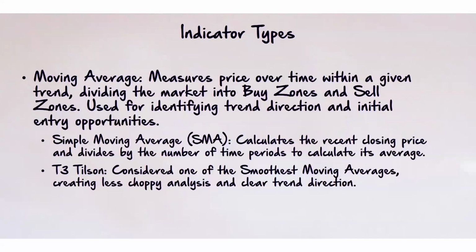Then moving averages basically divide the market into buy zone and sell zone, but moving average is a trend indicator. Two popular among them are the simple moving average, the exponential moving average, and the T3 Tyson. This T3 Tyson is applicable to some trading platforms, not all trading platforms. But the most popular are the SMA and EMA.